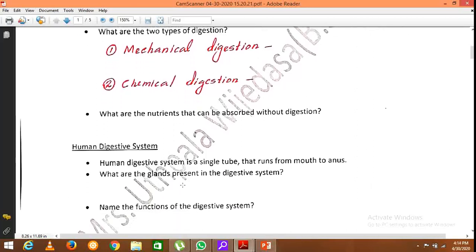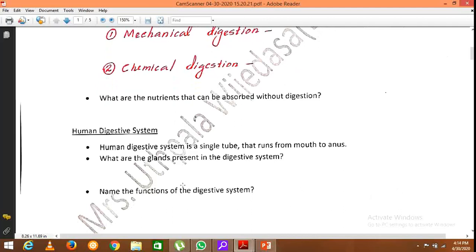When we consider the human digestive system, it is a single tubular structure which starts from the mouth and ends at the anus. There are certain glands present in the digestive system. They are the salivary glands, pancreas, and liver.